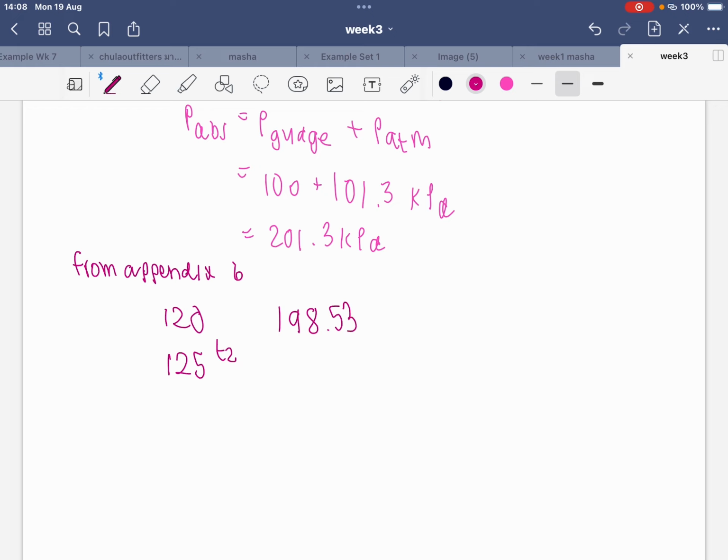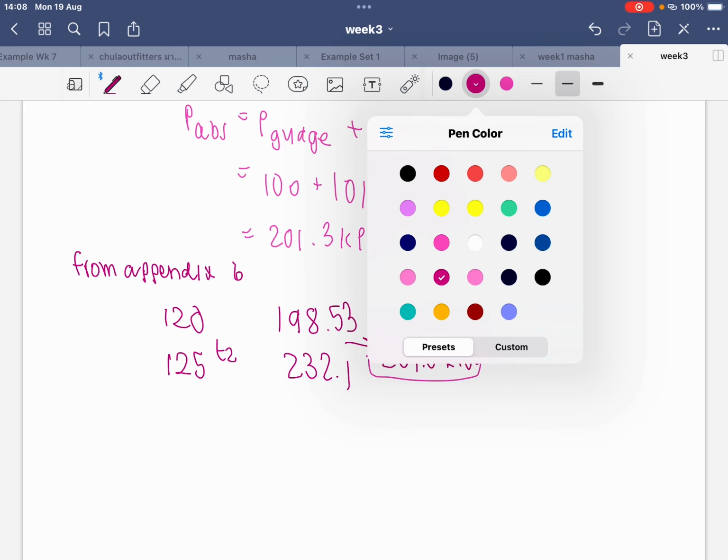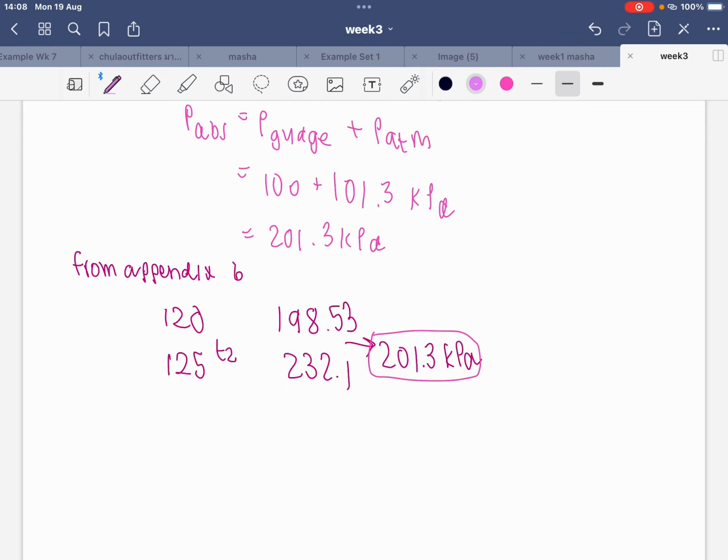which is 201.3 kPa, and from appendix B, it's 120, 125, this is the T2, and 198.53 and 232.1. So we do the interpolation between. This is going to be 201.3 kPa.